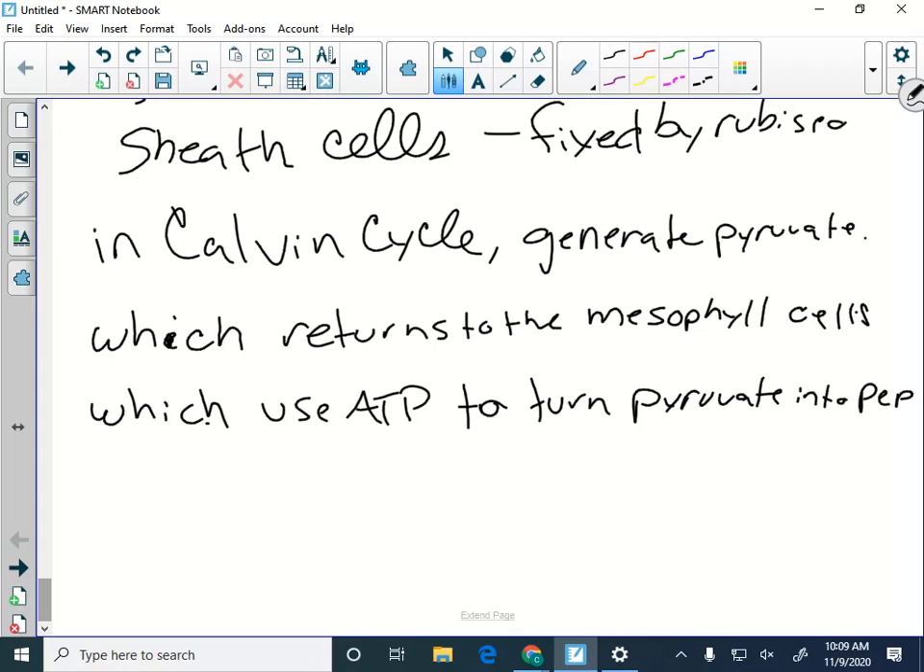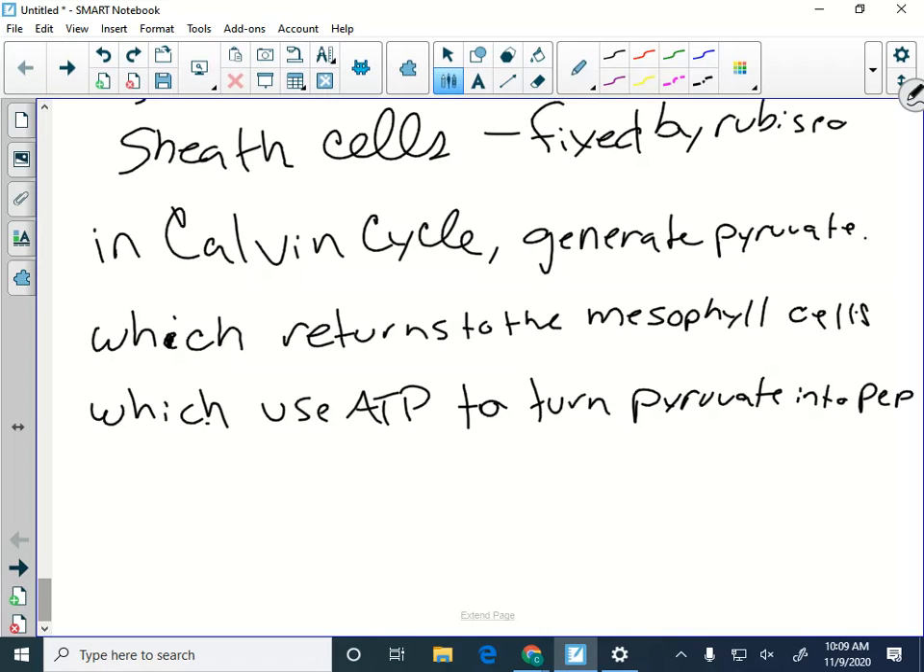So, our Calvin cycle happens in our bundle sheath cells. But our bundle sheath cells aren't open to the environment. That's where I was confused. So, the stomata are more so open in the mesophyll cells. The mesophyll cells will go through the light reactions and will go through this kind of fixation of carbon by PEP carboxylase and send their products to the bundle sheath cells.